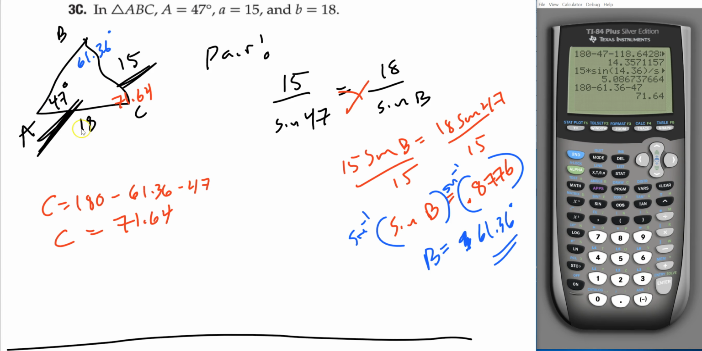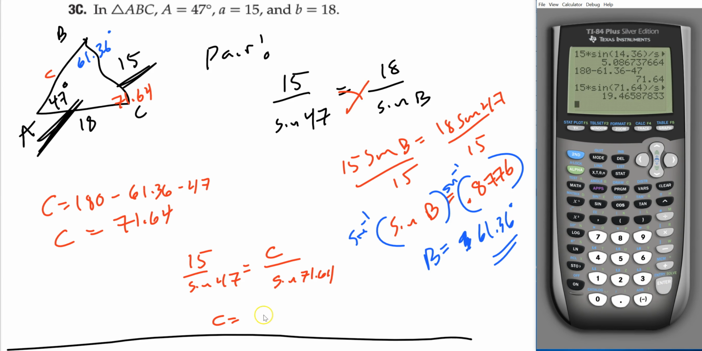And then we're going to find the missing side for C, just like we did over there. Set up the law of sines. I got a pair, so 15 over sine of 47 equals little c over sine of 71.64. Multiply both sides by that, and we're going to get 15 times sine of the answer I got, divided by sine of 47. And we get 19.47. And that's how you solve the two triangle case.